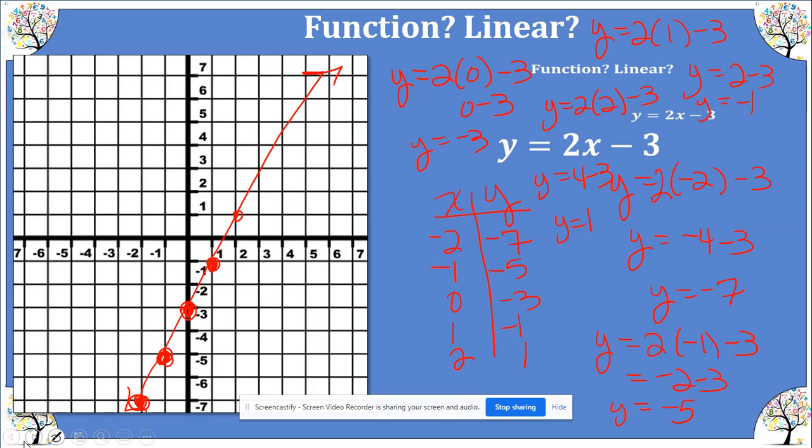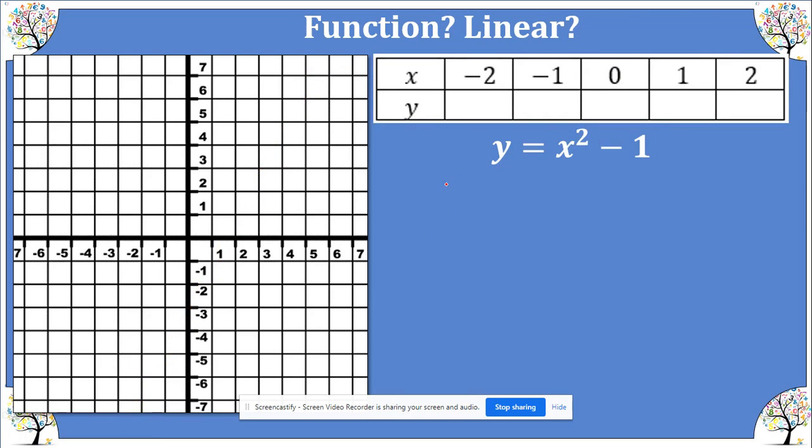So we can always create a function table and then graph those 5 points and see if it's linear or nonlinear. And we could tell that this equation was going to be linear because the exponents on our variables were a 1. Okay, let's try this one.